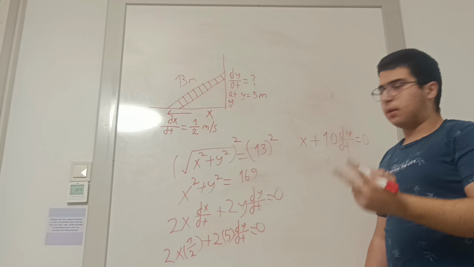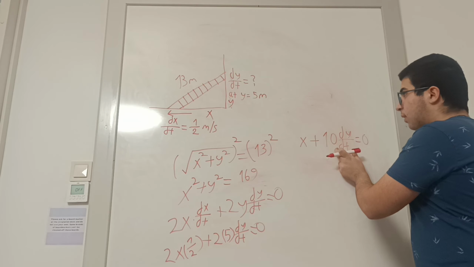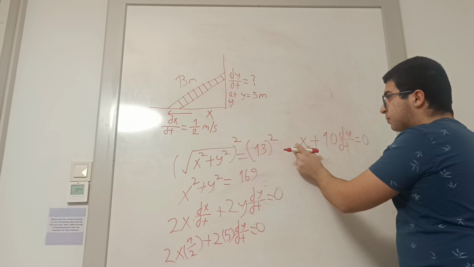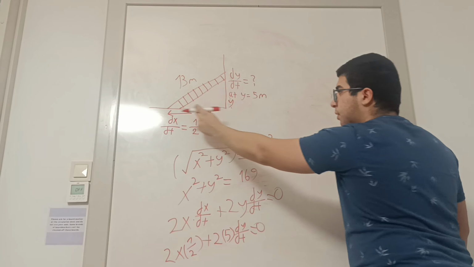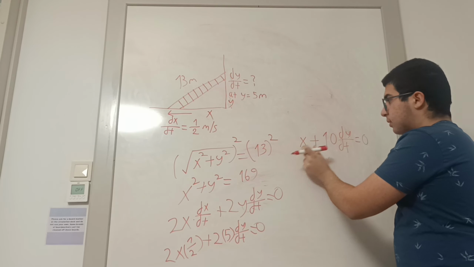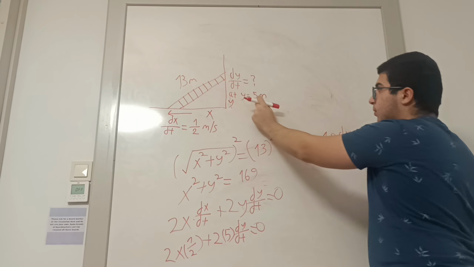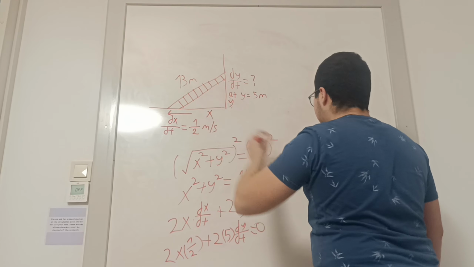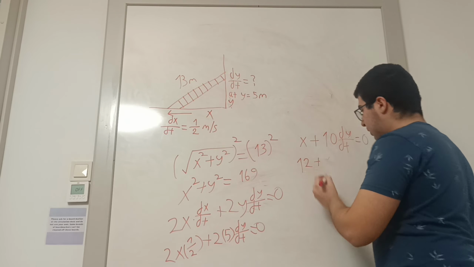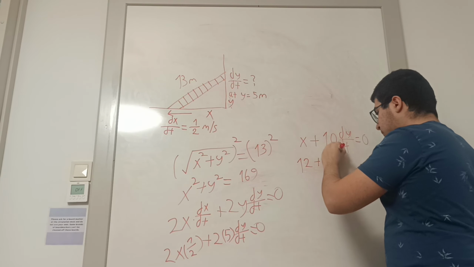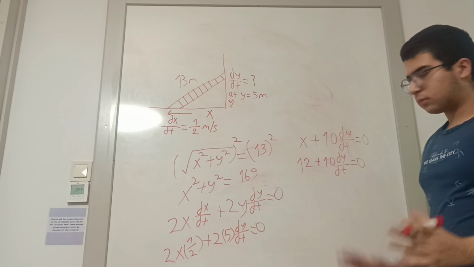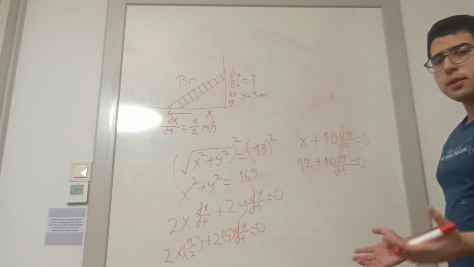I have two unknowns. One of them is the vertical velocity of this ladder, and the other one is the horizontal distance between the corner and the ladder's tip. I can find what x is. If y is 5, from the Pythagorean theorem, x is 12 in this case. So 12 plus 10 dy dt equals 0. And now I actually solved the question.